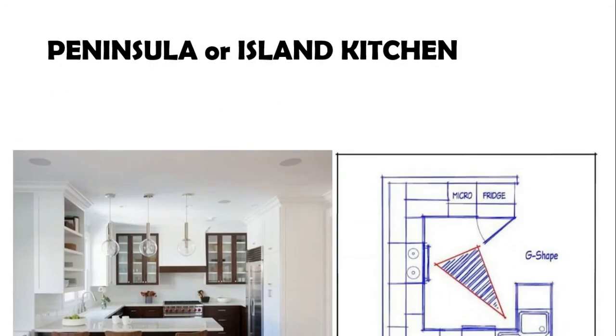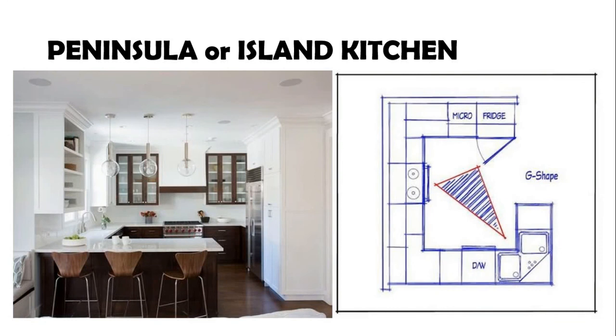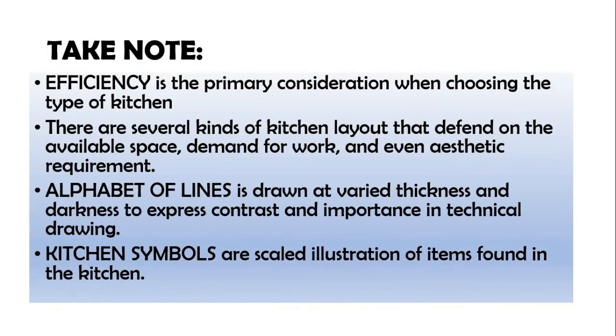Okay, peninsula or island kitchen. This is ideal for a kitchen where many people are working at the same time. The island can be a table or working or cooking equipment. Also, this design maximizes the available space for the kitchen. And then take note of this: efficiency is the primary consideration when choosing the type of kitchen. There are several kinds of kitchen layout that depend on the available space, demand for work, and even aesthetic requirement.